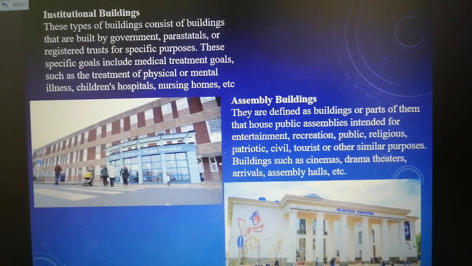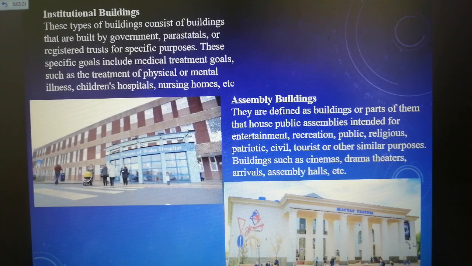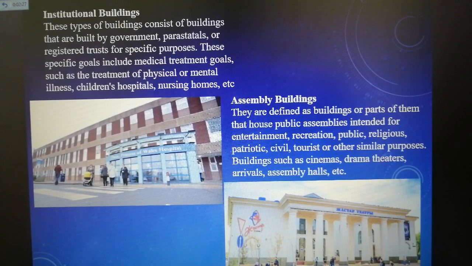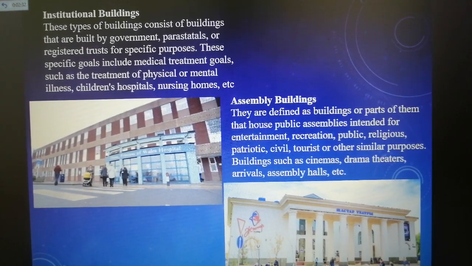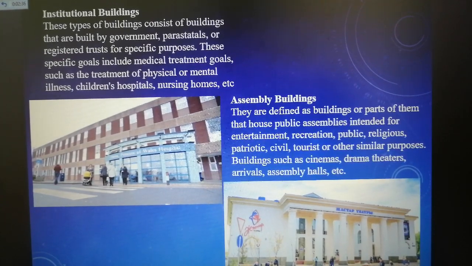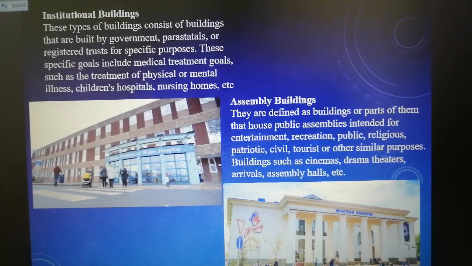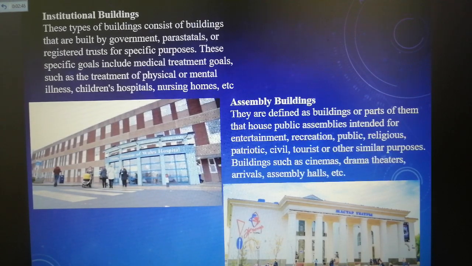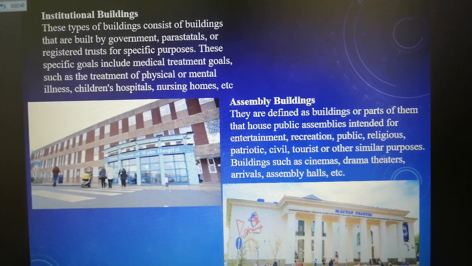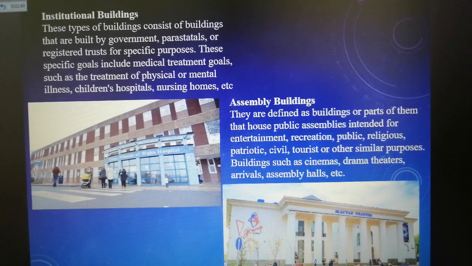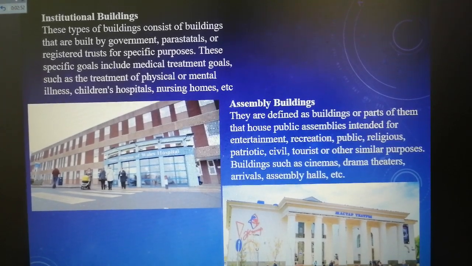Institutional buildings. These types of buildings consist of buildings that are built by government, parastatals, or registered trusts for specific purposes. These specific goals include medical treatment goals such as the treatment of physical or mental illness, children's hospitals, nursing homes.